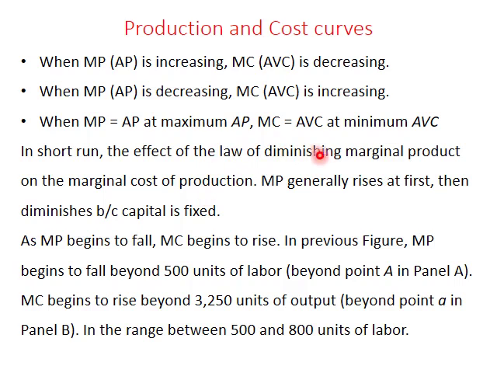In the short run, the effect of diminishing marginal product on the marginal cost of production. In the short run, there is a concept of diminishing marginal product because there is a fixed input. That fixed input will be a bottleneck for the variable input. So after we increase the variable input, we reach the maximum utilization of the fixed input. After that, if we continue to add variable input, our product will start to diminish. That is the concept of diminishing marginal product.